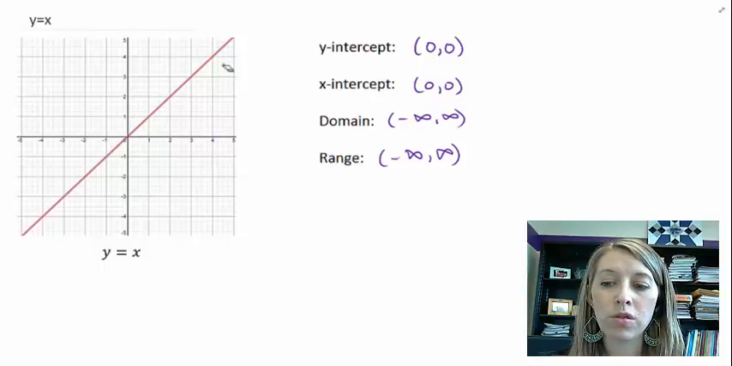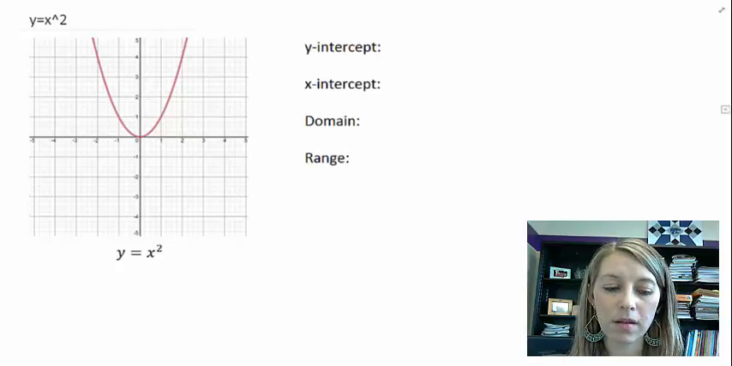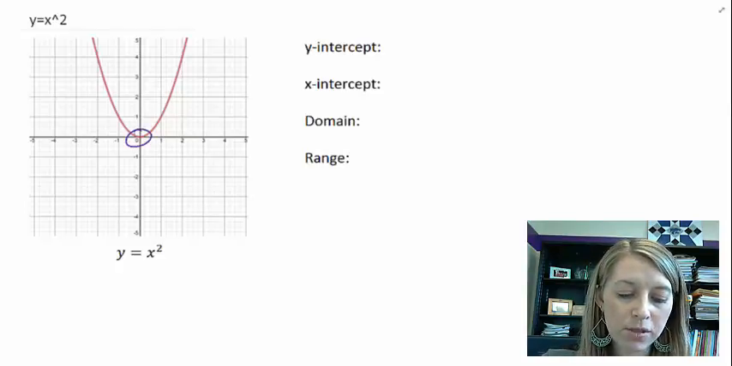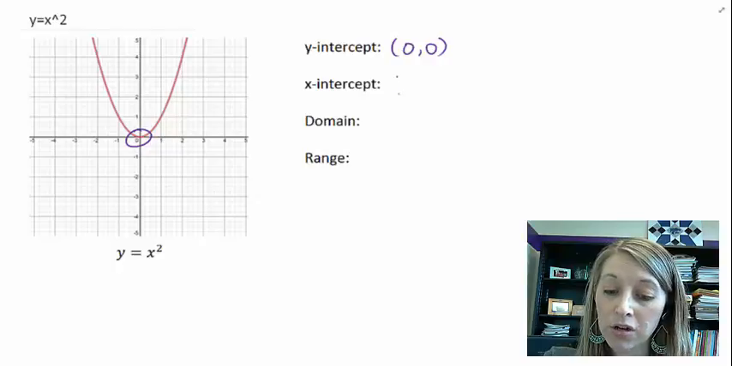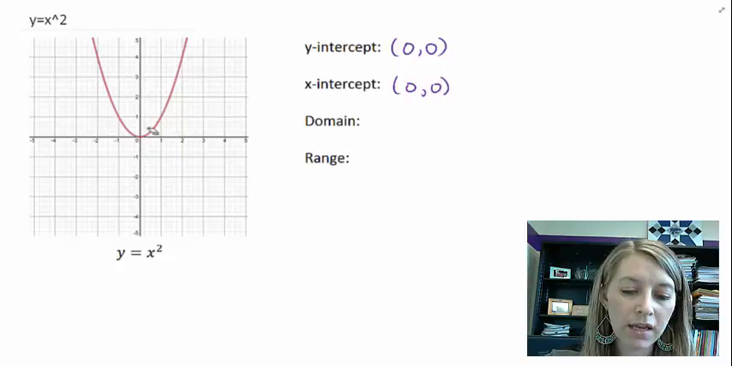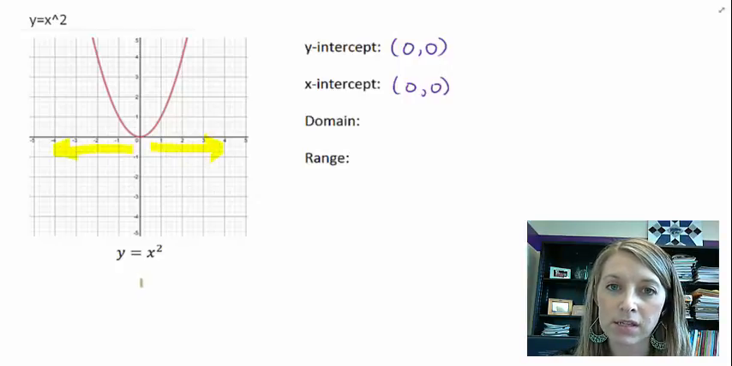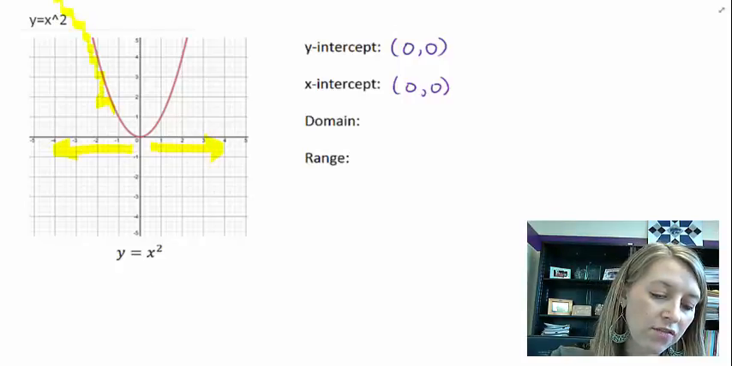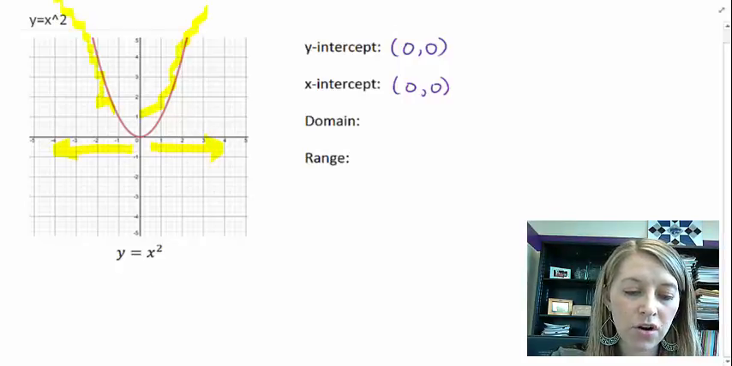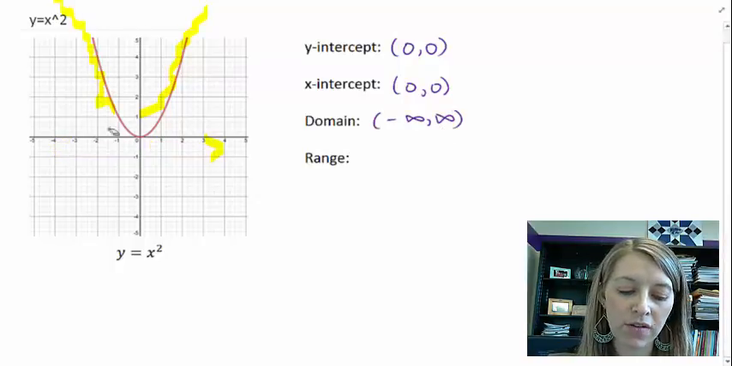And that's what we're going to be doing with all of these. Y equals x squared. Pause the video and fill out these 4 on your own. X-intercept and y-intercept are again both at the origin, and you're going to notice that becoming a theme, or hopefully you should. Domain is the x value, so how far left does this graph go and how far right does this graph go. So this graph will go forever in the left direction and forever in the right direction. So my domain is negative infinity to positive infinity.